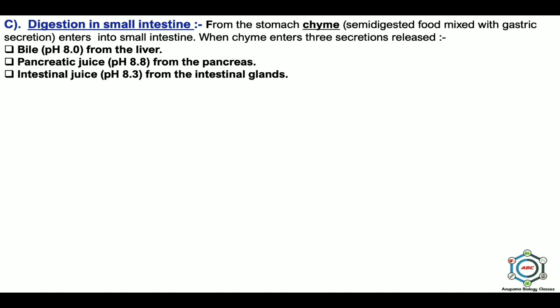The semi-digested food from the stomach mixed with the gastric secretion, which is known as chyme, enters into the small intestine. And in the small intestine, three types of secretions occur. First is the bile, which is from the liver, and the pH is 8. Pancreatic juice, whose pH is 8.8, from the pancreas, and intestinal juice, whose pH is 8.3, from the intestinal gland. So here we will study one by one all the juices and their action on the macronutrients.